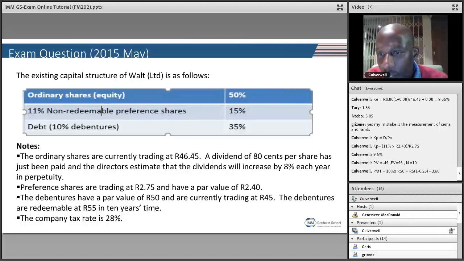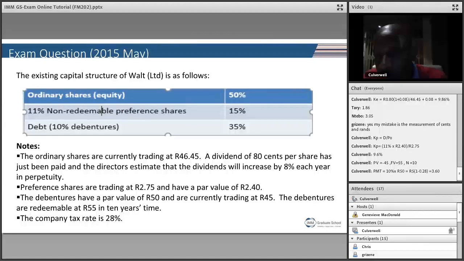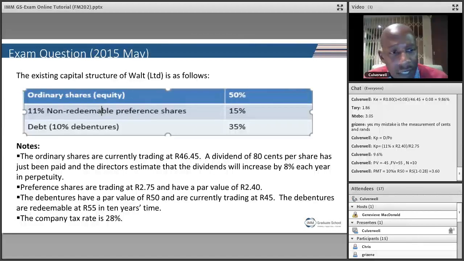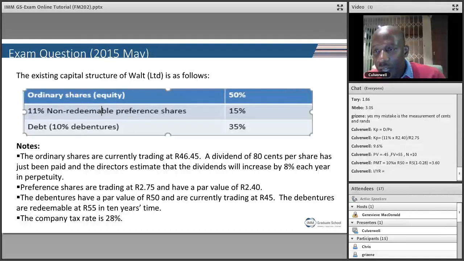So your present value plus minus 45 rand, your future value, where at the amount at which you're going to redeem this debt, it is 55 rand. After how long? 10 years. And then your PMT, you're going to say 10%, which is the interest rate percentage on debentures, multiplied by the par value, which were 50 rand. That was going to give you 5 rand. Then you adjust the 5 rand to tax, 1 minus T, of which our T was 28%. You express it as a decimal, 0.28. You should be able to get yourself your PMT being 3.60.